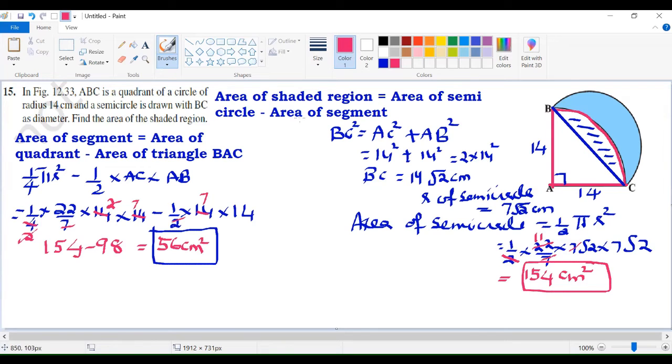Now area of the shaded region, this part, equals area of semicircle, we got 154, minus area of the segment, we got 56. So when you subtract it, we will get 98 centimeters square. That's all. This is the area of the shaded part.